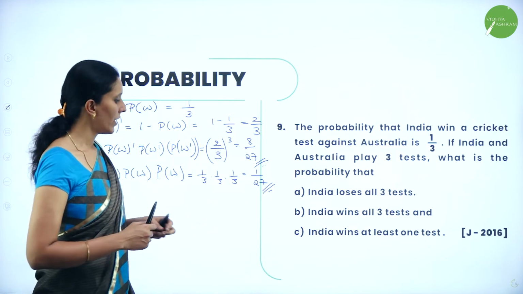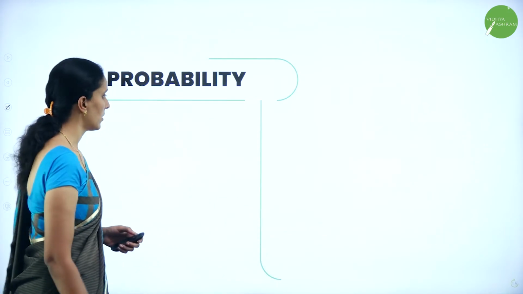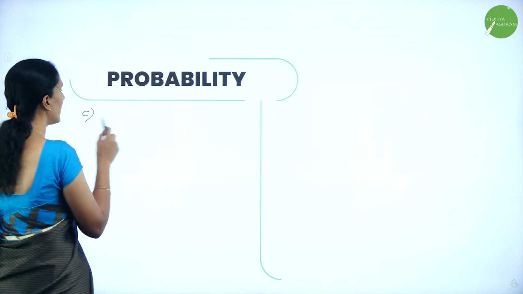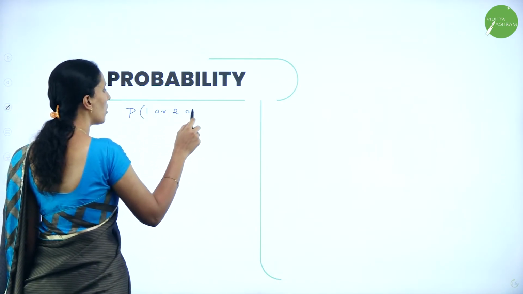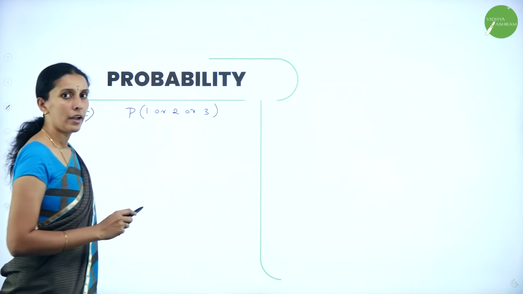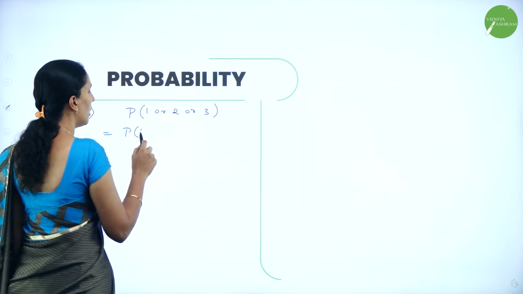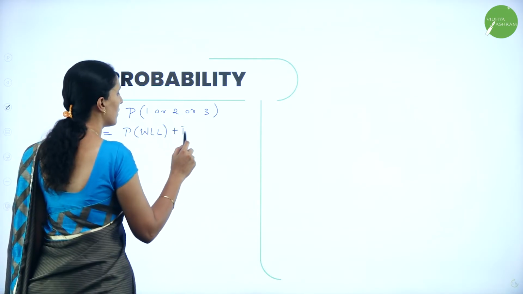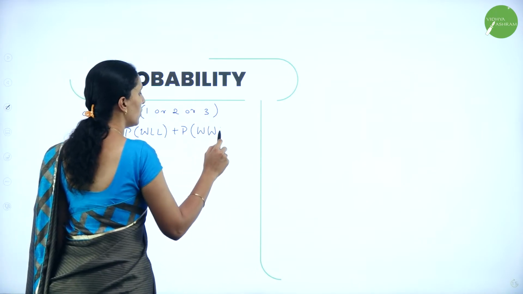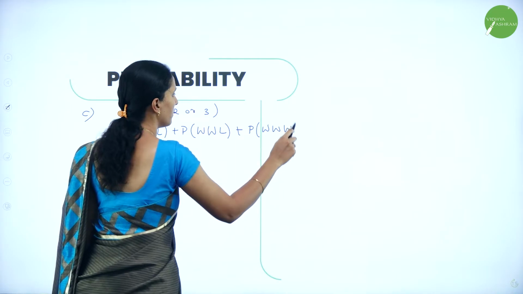Next question they have given, India wins at least 1 test. So if it wins at least 1 test, it means it may win 1 or 2 or all the 3 matches. So therefore the probability will be win, lose, lose, plus win, win, lose, plus probability of win, win, win.